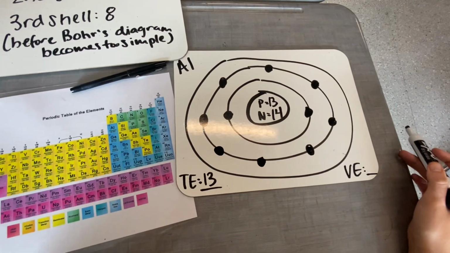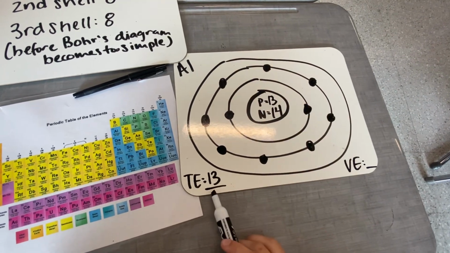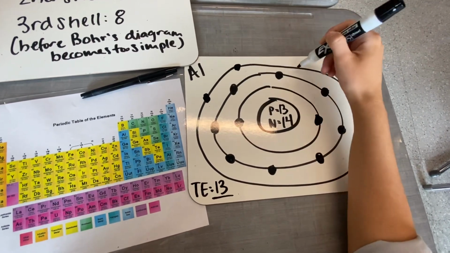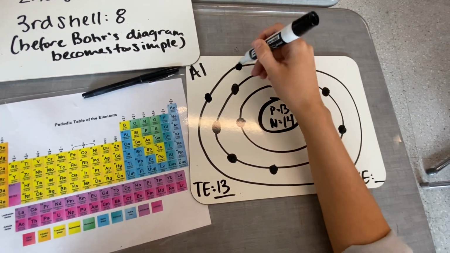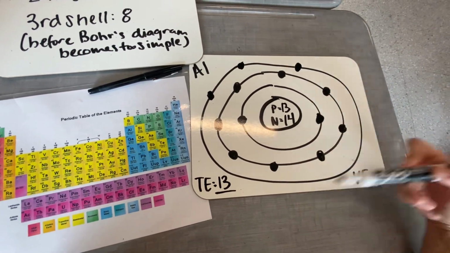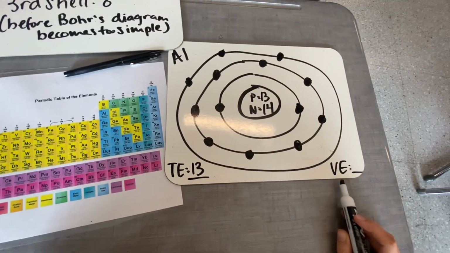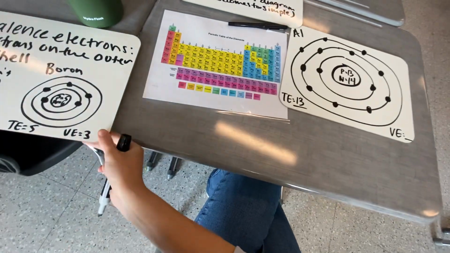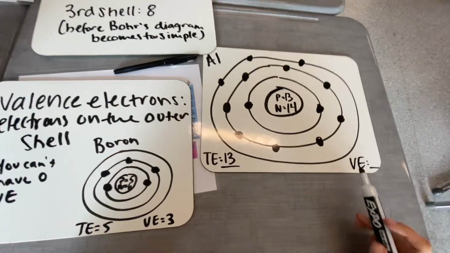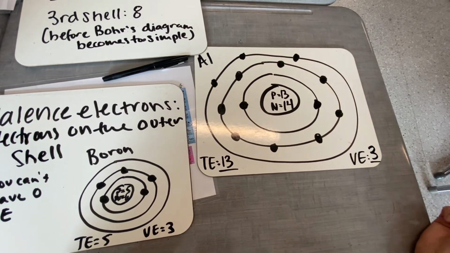Okay, that gives me 10 total electrons on my diagram so far, because I have 2 here and 8 here. So that's 10 total, but I need 13. So I need 3 more. So I'm going to put 3 more on my third shell. And remember, on the Bohr diagram, we won't go past that third shell, because the rules kind of fall apart after that. We need some more information after that. So my valence electrons are the electrons on the outer shell of my atom. In this instance, I would have 1, 2, 3 valence electrons.